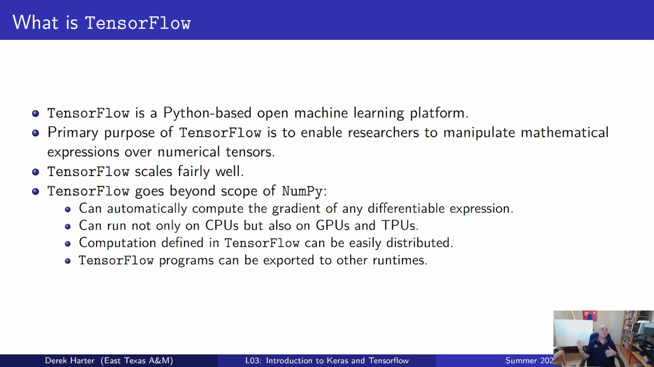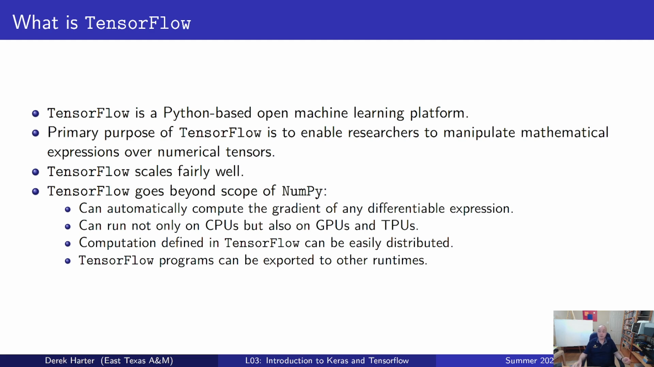I probably would have added that it also supports automatic differentiation, so automatic calculation of gradients by building a computation graph. That's one of the big differences between TensorFlow and NumPy: the automated differentiation that TensorFlow supports.